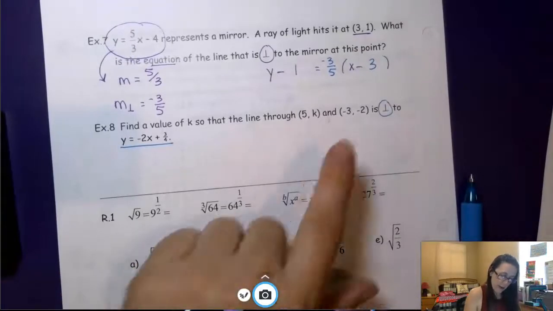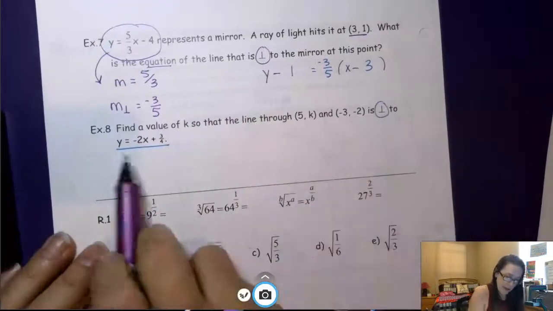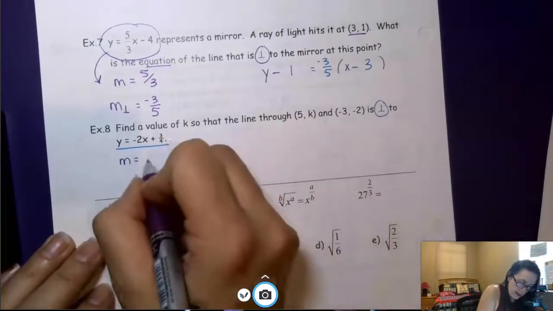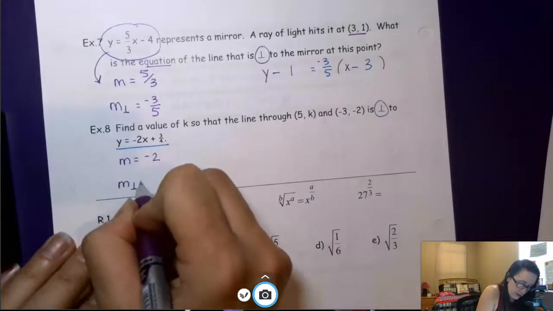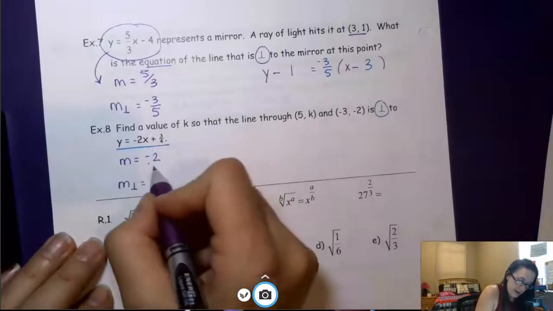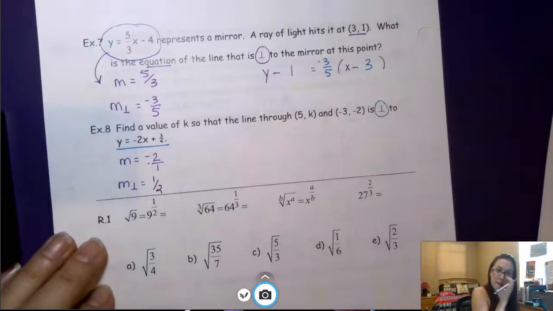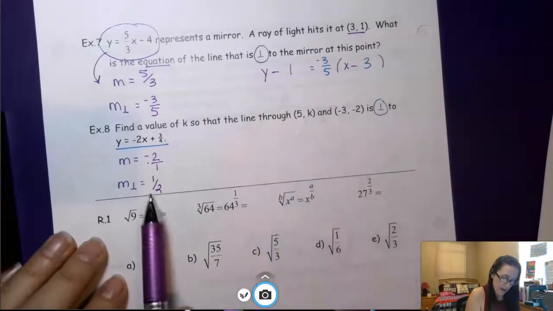Okay, so I want to find the value of k. I don't want to write an equation here. I need it to be perpendicular to this line. Well, the slope here to begin with is negative 2. So what is your perpendicular slope? Opposite reciprocal, so it's going to be positive 2 over 1. I'm going to flip that over and make it 1 over 2. So I need this to have a slope of 1/2.